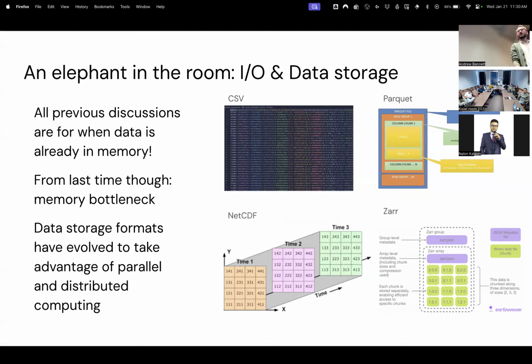In the last 10 to 15 years, data storage formats have evolved a lot. I'm sure all of you have worked with something like CSV data. It's text data, right? You can open it up and look at it and read it.